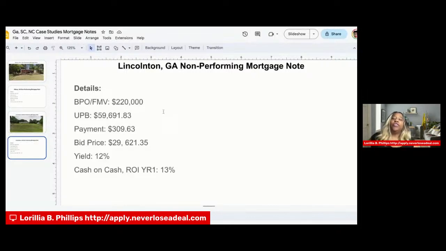The BPO on this particular asset is $220,000. The UPB is $59,691. Payment is $309. Bid price, I would bid at $29,621. It has a yield of 12%. The cash on cash return on investment for me is 13%. Once again, double digit returns. My yield is 12%. I'm happy.